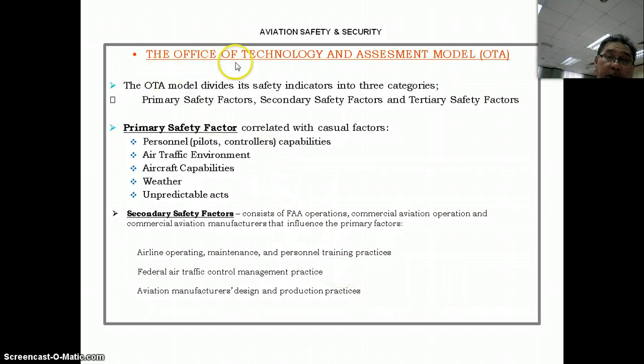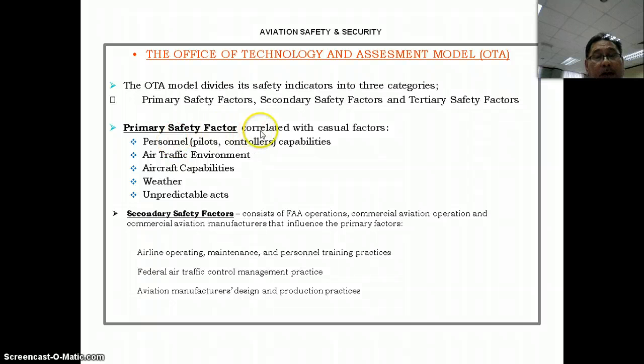First, let us have a look at the first model in aircraft accident investigation. The first one would be the Office of Technology and Assessment Model, OTA. The OTA model divides its safety indicators into 3 categories: primary safety factors, secondary safety factors, and tertiary safety factors.